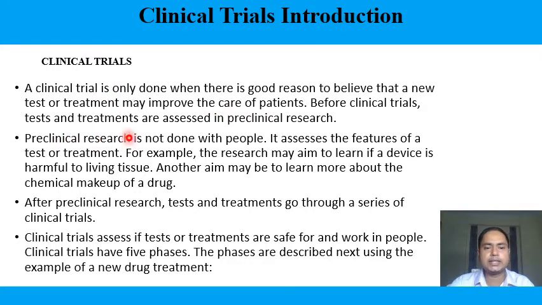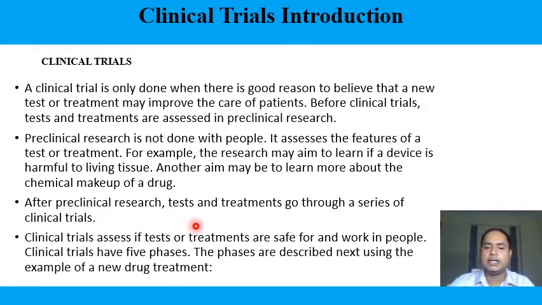So preclinical research is not done with people. It assesses the features of a test or the treatment. For example, the research may aim to learn if a device is harmful to living tissue. Another aim may be to learn more about the chemical makeup of a drug. So after preclinical research, tests and treatments go through a series of clinical trials.